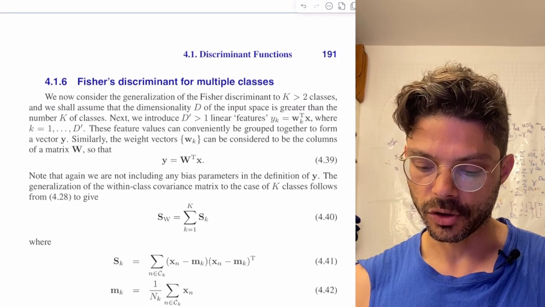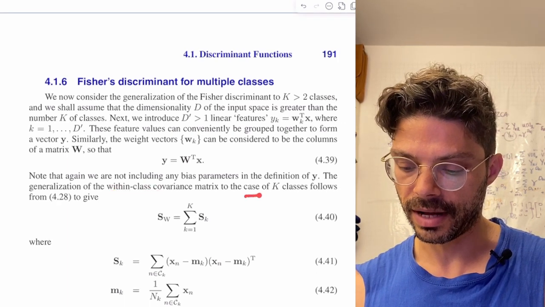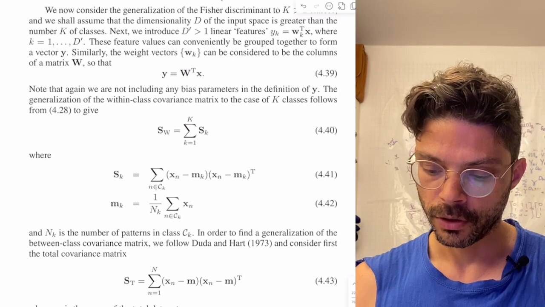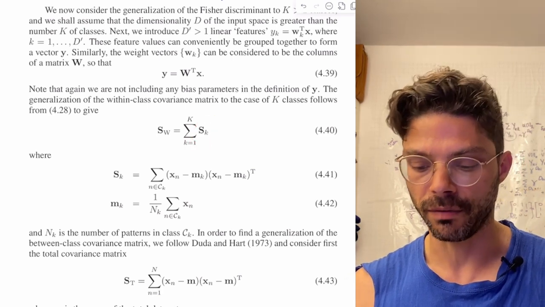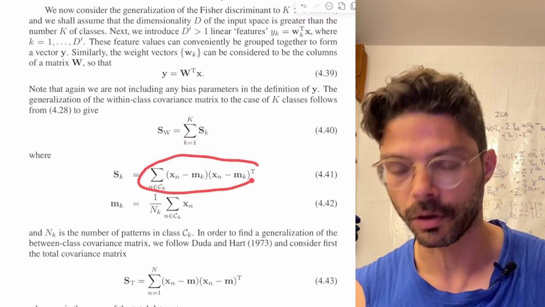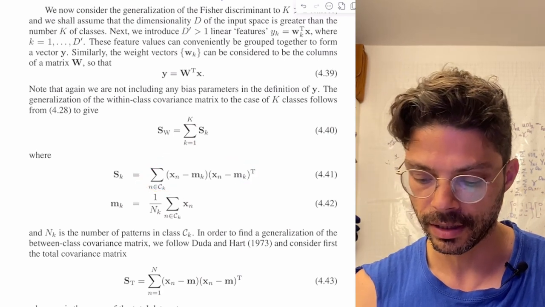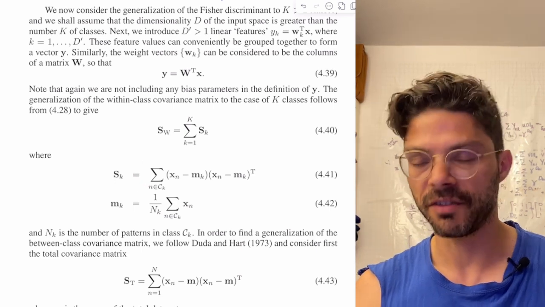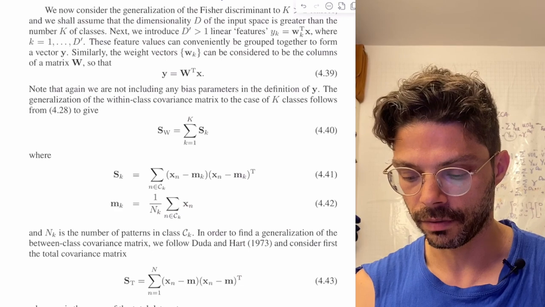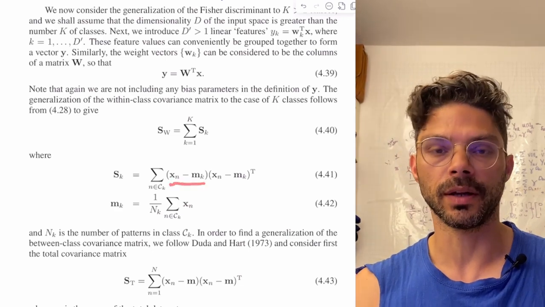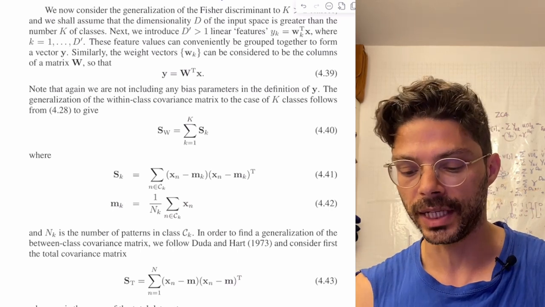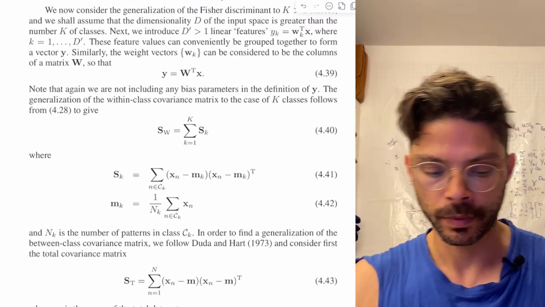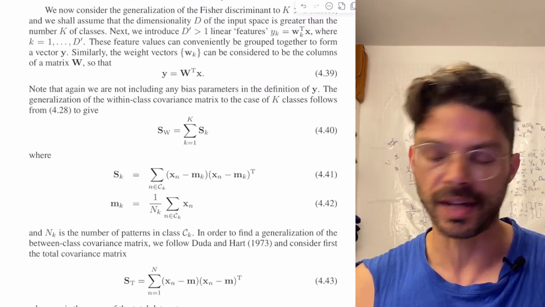The generalization of the within class covariance matrix to the case of K classes is pretty straightforward. You're summing up the class specific covariances, and these are just your normal covariance formulas, except they're missing a 1 over N_k. So you think of it as an unnormalized covariance, if you like, but all you're doing is computing the covariance relative to the mean of the class that the data comes from.